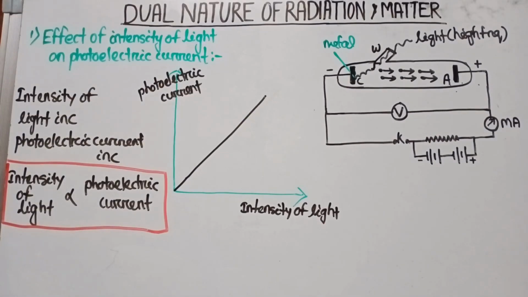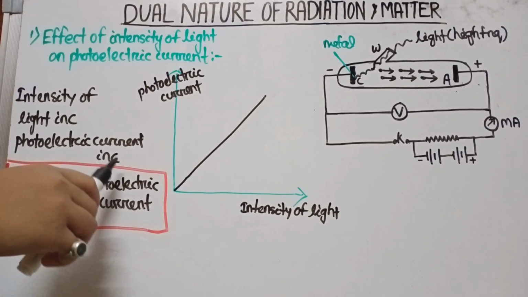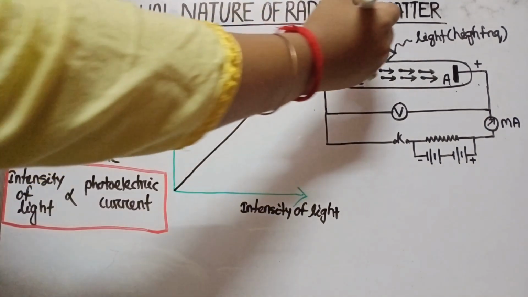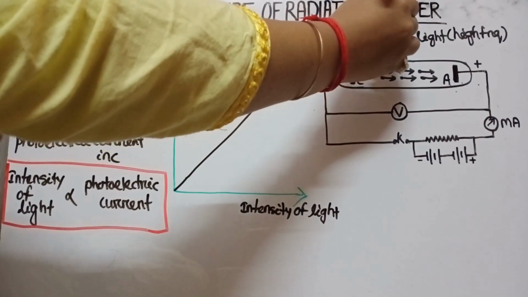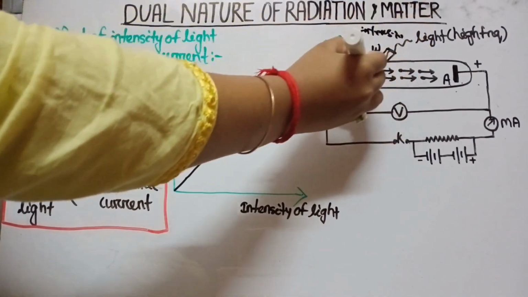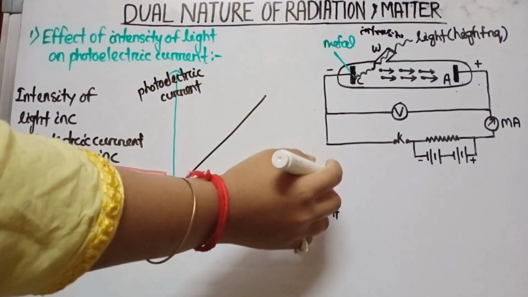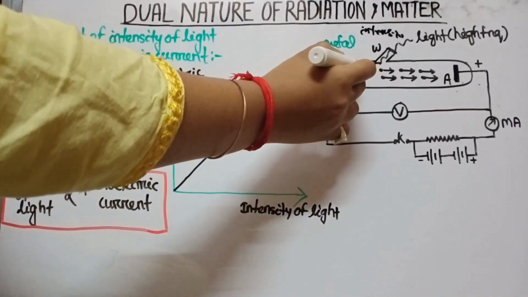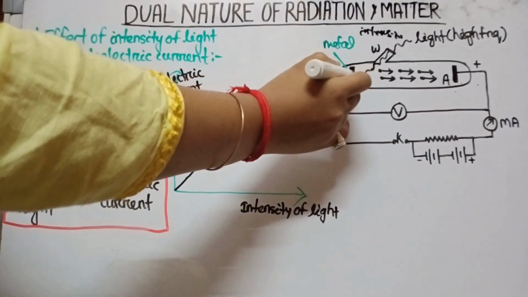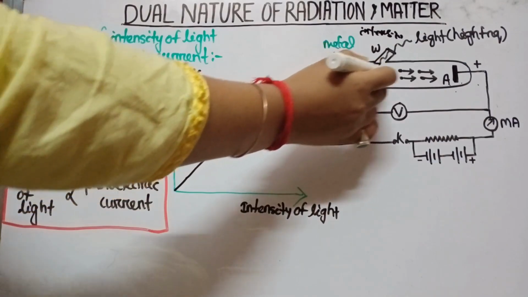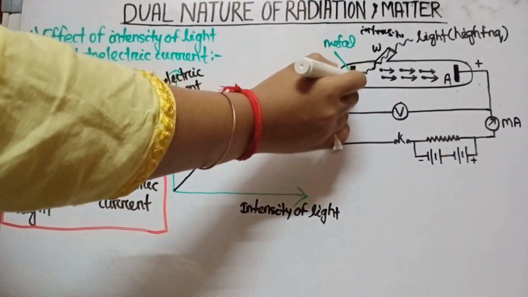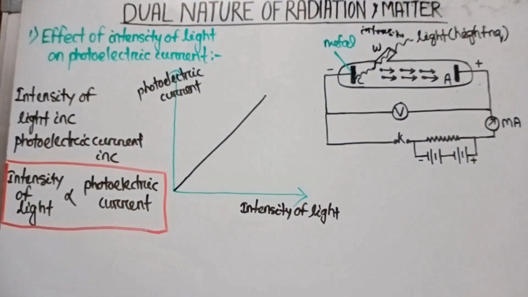As we increase the intensity of light, here we see that photoelectric current also increases. That means if we increase the intensity of incident light, the number of electrons emitted from the metal surface, or the number of electrons ejected from the cathode plate, is maximum.